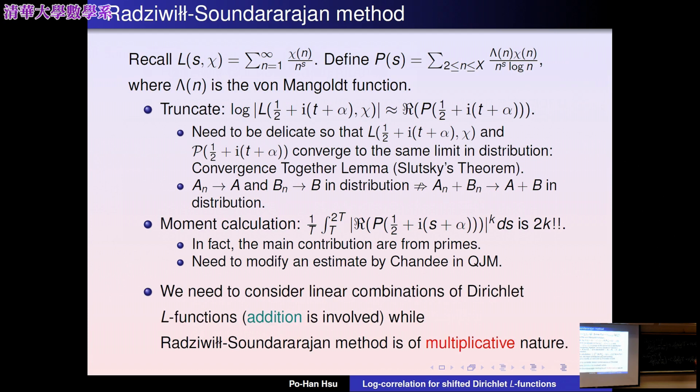Okay. In short, because we want to consider the convergence of a vector, we have to consider linear combinations of Dirichlet L functions. And the so-called linear combination involves addition, right? But their method, the Rossiville-Sandaraja method, is of a multiplicative nature. You may have heard of multiplicative number theory. Their work is indeed multiplicative, but on the contrary, we need to add something, so some additional structure is involved. That makes the whole calculation very tedious.